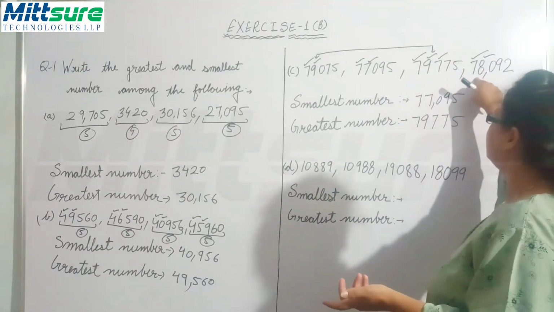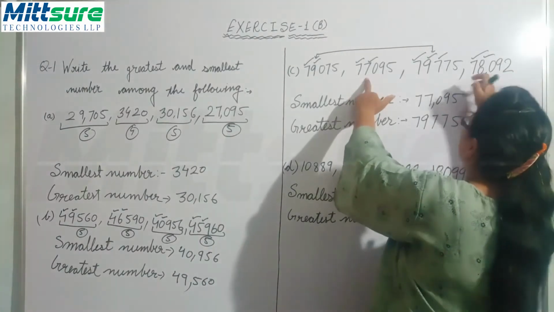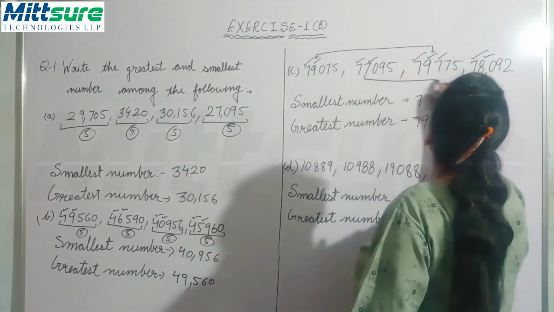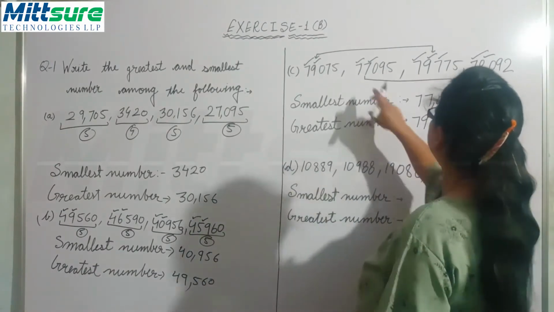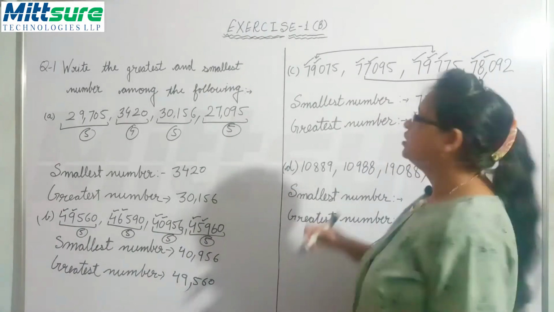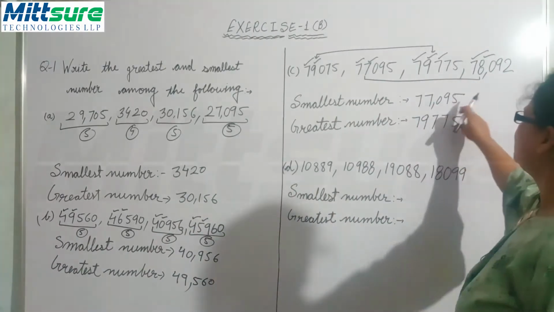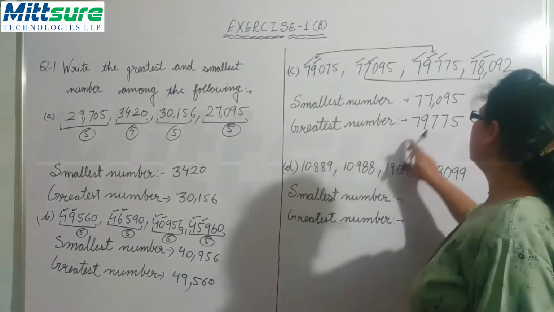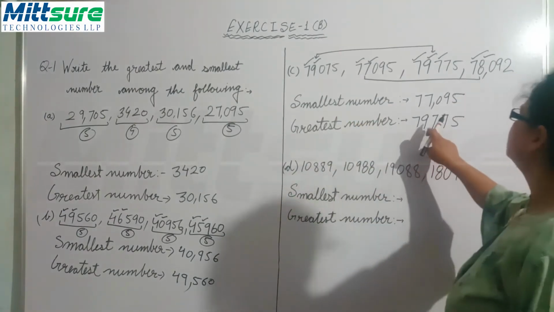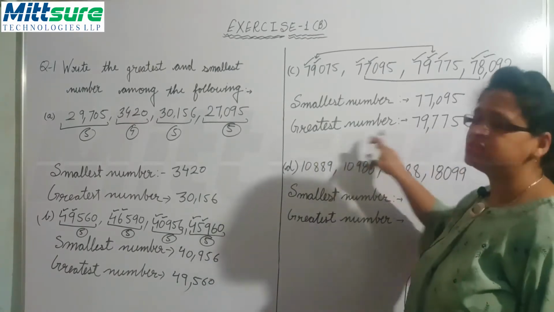This is 8. And there is one more number, 7. We have to compare the second left digit, that is 7 and that is 8. So we know the 7 is the smaller and 8 is the greater. So 77,095 is our smallest number and 79,775 is the greatest number.